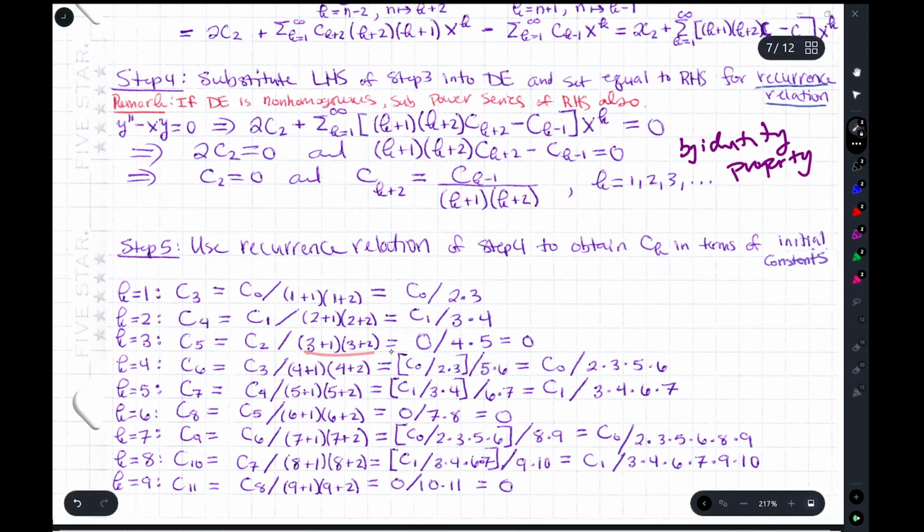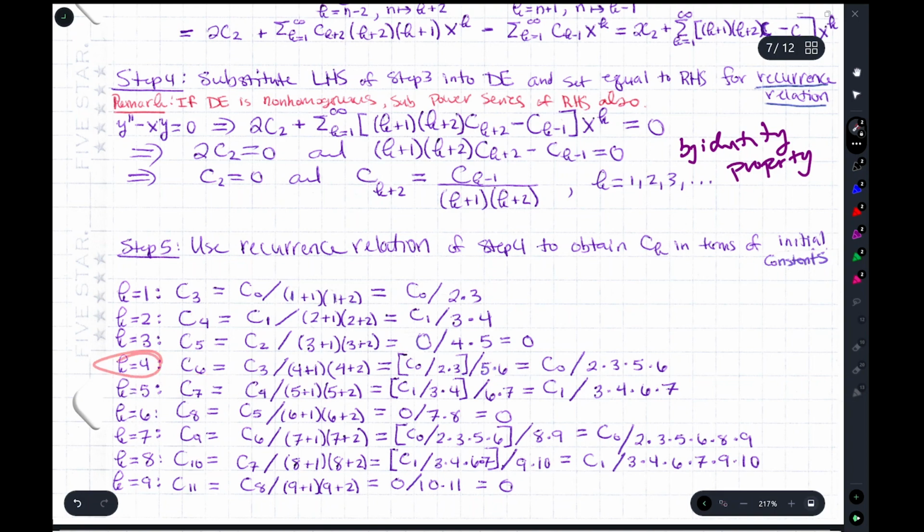That's equal to C2 over this. Now, we have C2 not from this recurrence relation. It was not given, but we found it from the identity property. So C2 is 0, and so that's 0. And now all subsequent terms are going to depend on C0, C1, and C2, as we'll see.